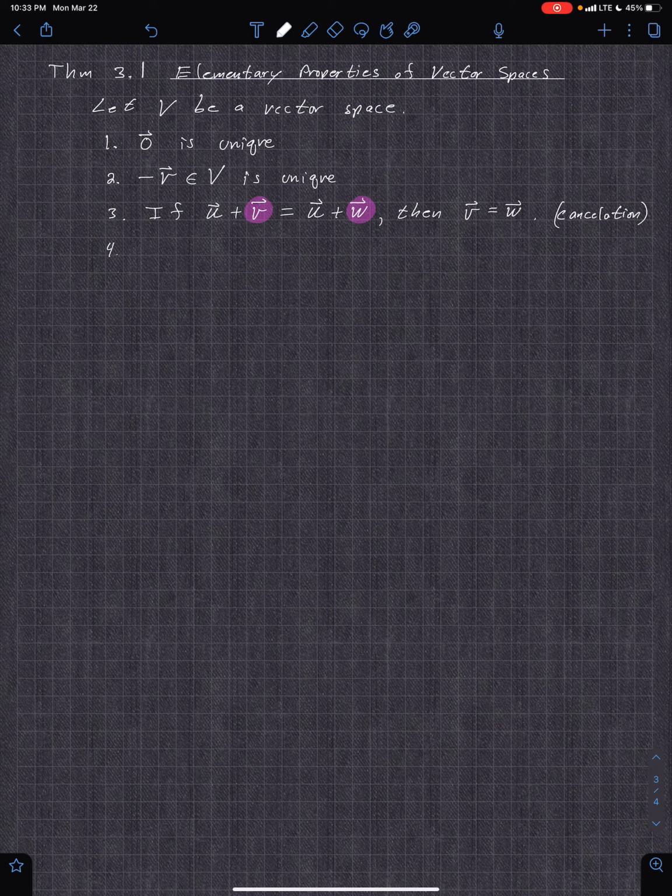4, 0 times any vector is always the zero vector. And that's true for all V in V. And remember, we may only use the properties of vector spaces. This is something we have basically assumed forever in real numbers, right? Real numbers is basically a vector space. We know that. And we just assume 0 times anything is 0. Well, this we can prove now.